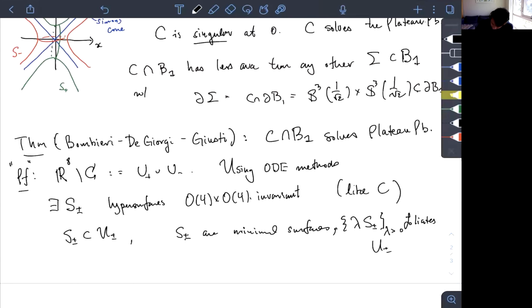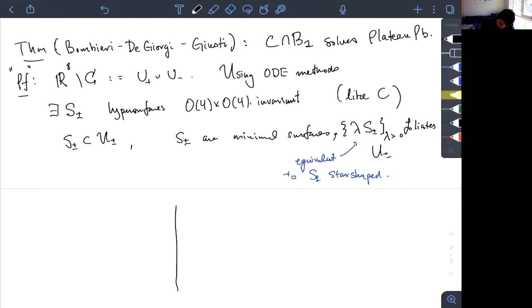It's useful to keep in mind that you could think of this as being equivalent to star-shaped. So you have these minimal surfaces, they're star-shaped, so when you dilate them, they foliate the space. If they weren't star-shaped, they would hit each other, hit themselves when you dilate them. And so you have a foliation of the complement of the cone by minimal surfaces. Okay, now let me draw a picture proof of how you finish.